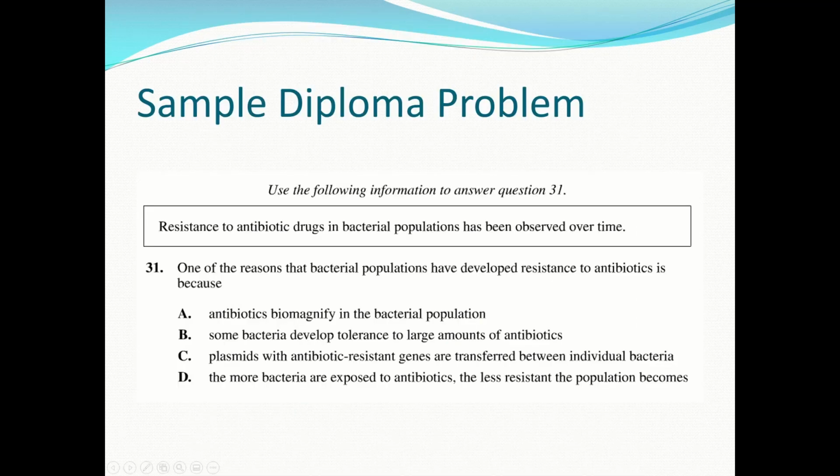Resistance to antibiotic drugs in bacteria populations has been observed over time. One of the reasons that bacterial populations develop resistance to antibiotics is, so we talked about that, the two ways that they can transfer DNA really quickly: plasmid transfer and transformation. So those are the types of answers we're looking for. So that's C.